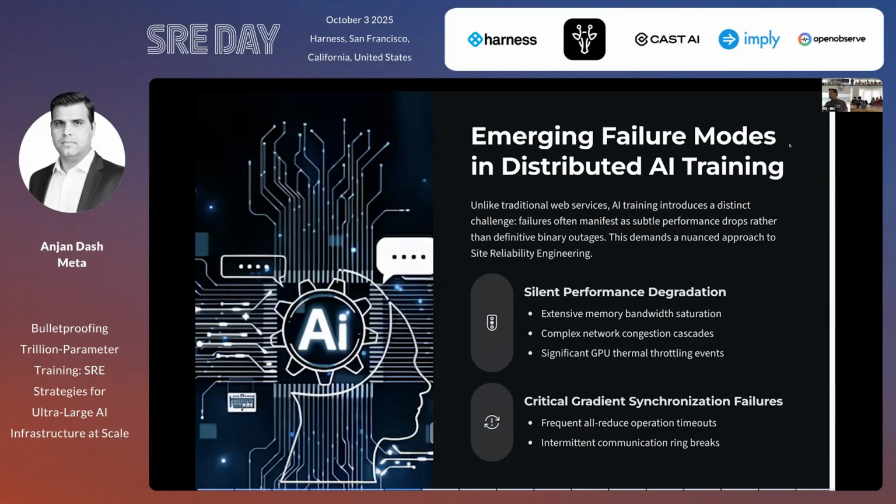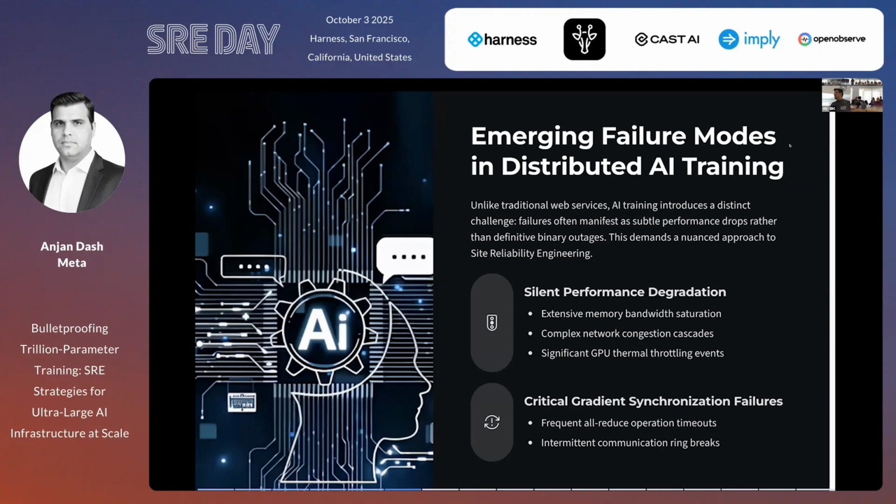And of course, there are some GPU thermal throttling events that can happen. I haven't seen one in a data center, but people say that a GPU is hot, and it can actually physically melt if the cooling is not good. Okay, so that is performance degradation.